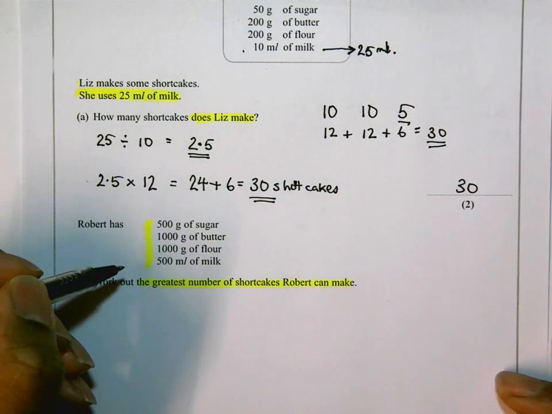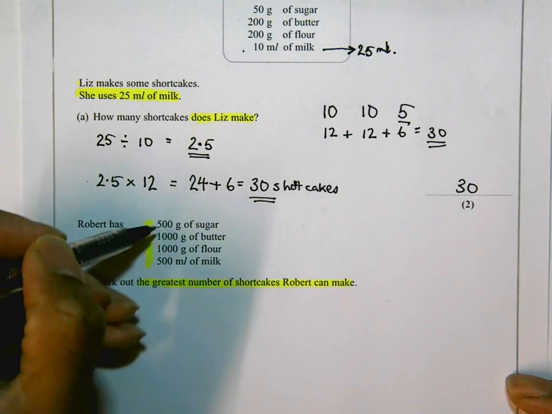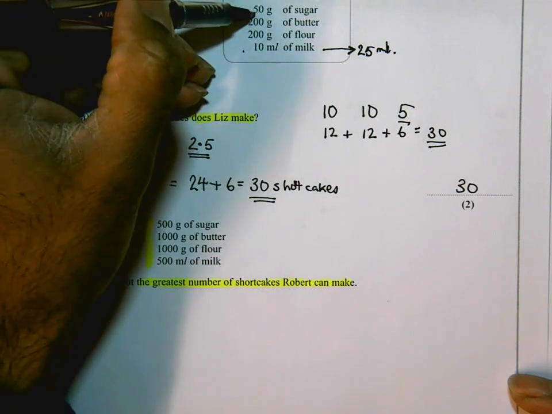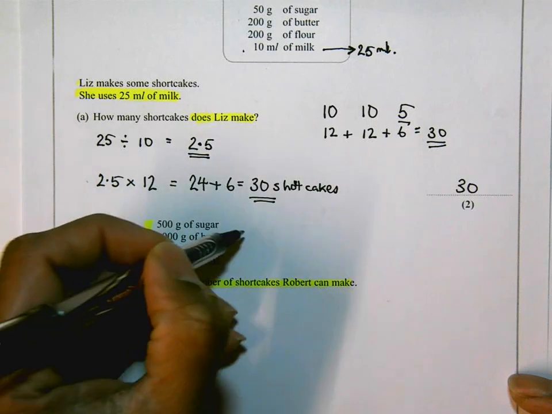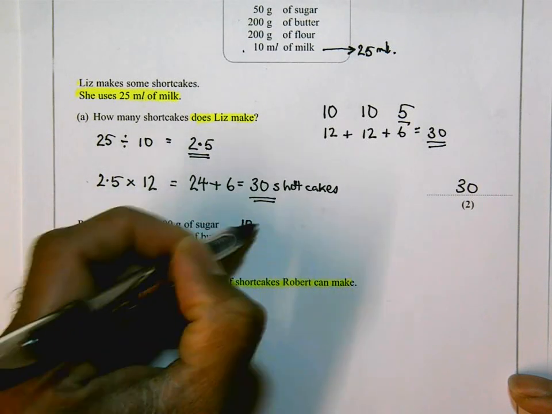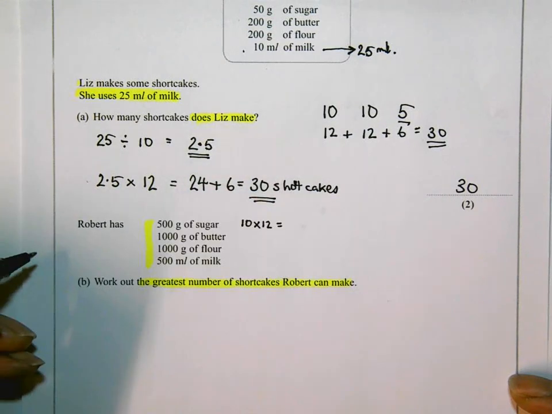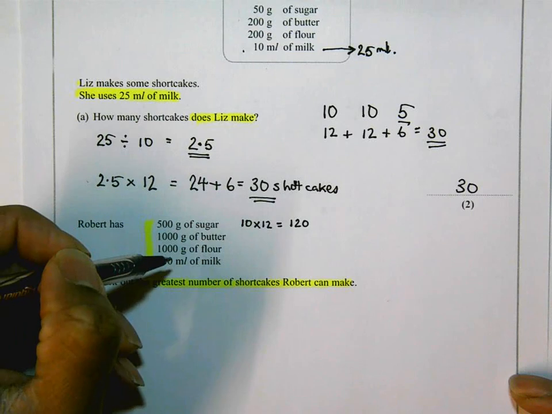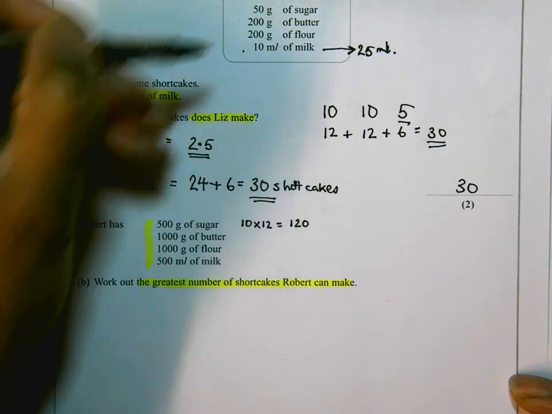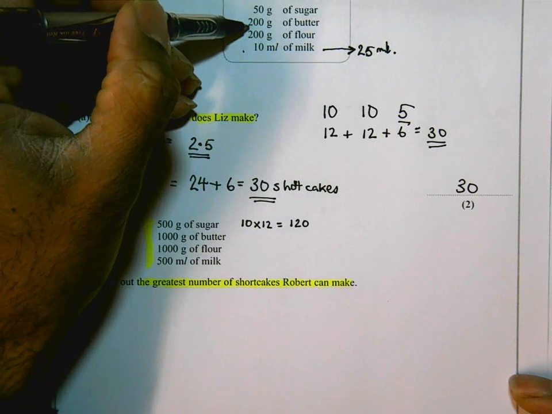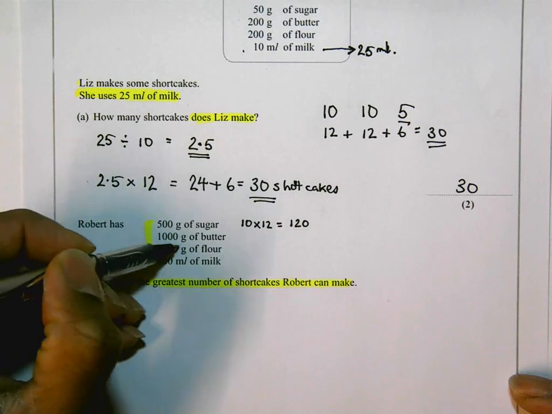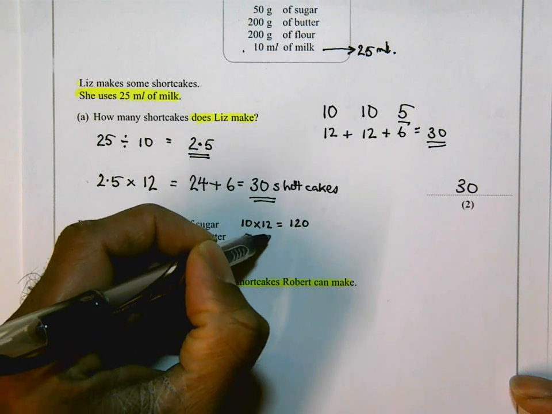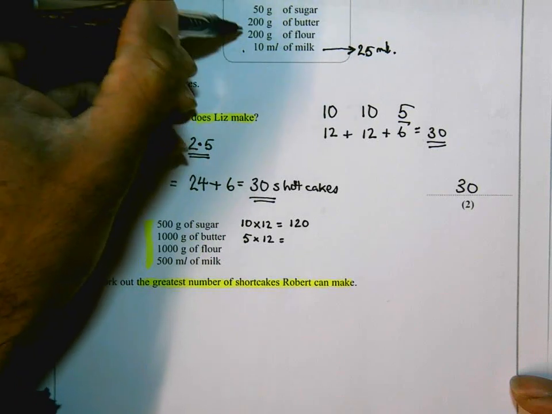So if I start at the top, 500 grams of sugar. Well, if he had 50 grams of sugar, he could make 12 shortcakes. So with 500 grams of sugar, that's 10 times as much as the ingredients you need for 12. So he could make 120 shortcakes if he had that much sugar. 1,000 grams of butter. Well, 200 grams of butter is how much you need for 12 shortcakes. 1,000 is 5 lots of 200, so that's 5 times as much. 5 times 12 is 60, so you can make 60 shortcakes with that.